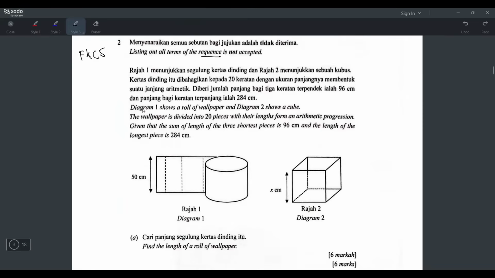Okay, let's read the whole question now. Diagram 1 shows a roll of wallpaper. All right, I can see it. This is a roll of wallpaper. It's like a tissue roll, right? But it's not a tissue, huh? It's a wallpaper, right? So it's like the rectangle wallpaper lah.